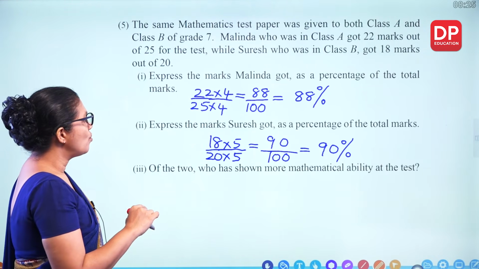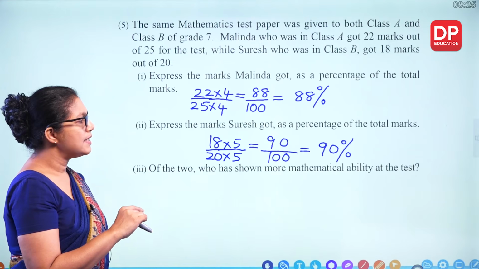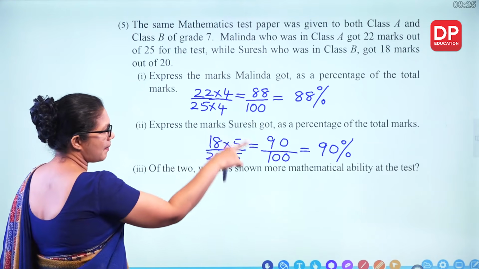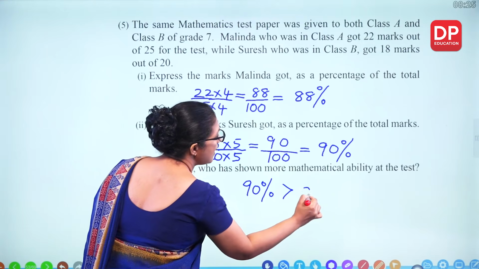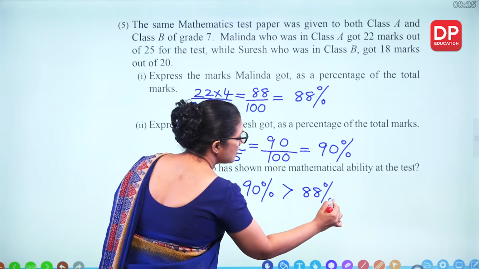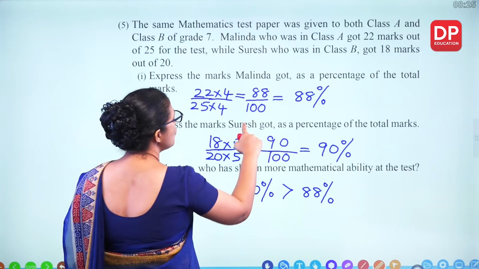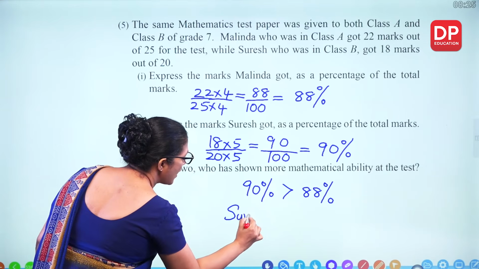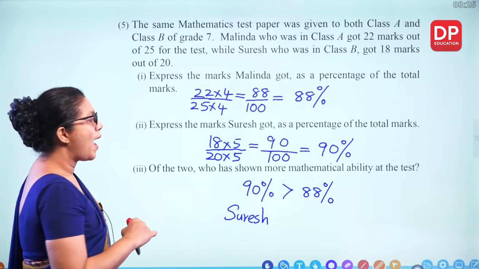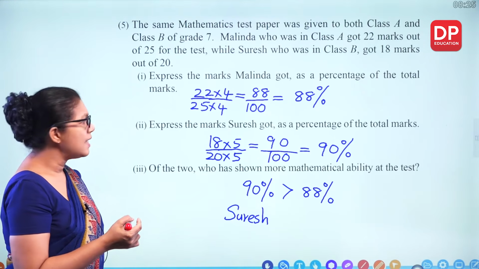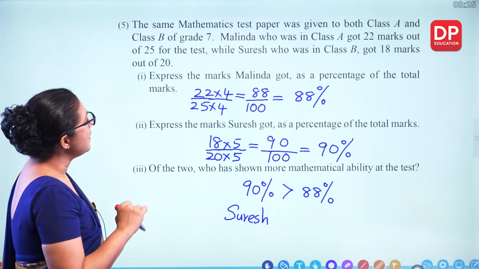Of the two, who has shown more mathematical ability at the test? Compare these two. 90% is greater than 88%. So, who got 90%? Suresh. So, Suresh has shown more mathematical ability than Malinder.